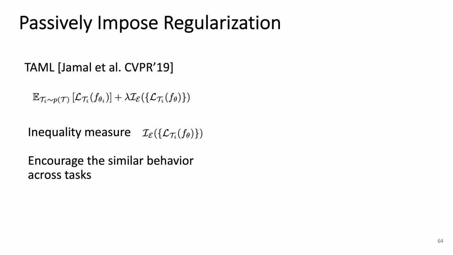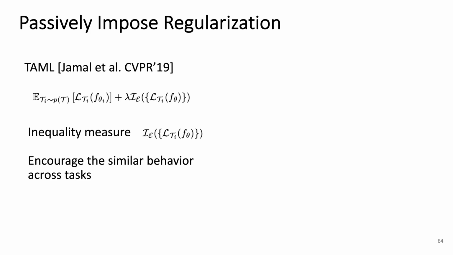One solution to the meta overfitting problem is to passively impose some regularization. One example is TAML, published in CVPR 19. In the traditional MAML, we have the first item as the loss function, so we want the loss on theta i, where we use theta i evaluated on the query set. But for this work, they want to encourage similar behavior across tasks.